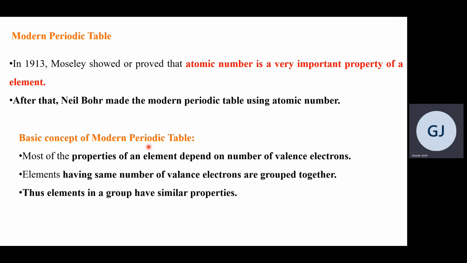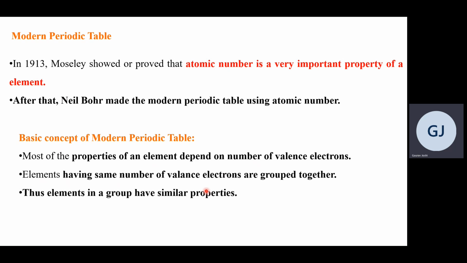So, basic concepts of the modern periodic table. Most of the properties of an element depend upon the number of valence electrons, right? We'll be discussing what these valence electrons are. Elements having the same number of valence electrons are grouped together. Thus elements in a group have similar properties, right? Valence electrons are those electrons that are found in the outermost shell of an atom, right? We'll be discussing what the valence shell is.